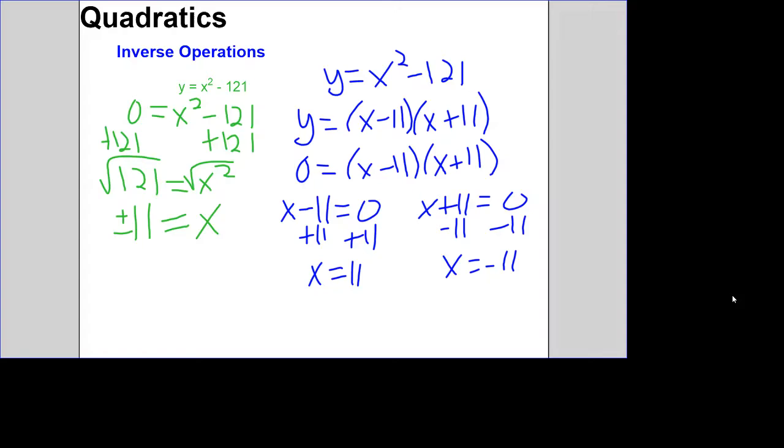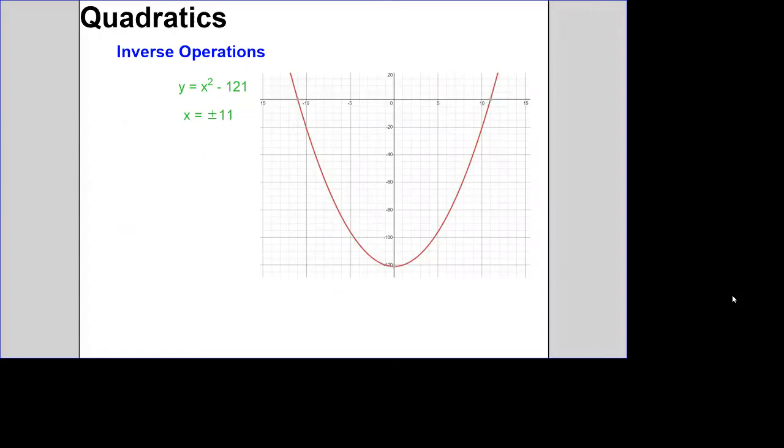Now remember, what these mean is that these are the 2 points where the graph crosses the x-axis. And so you notice from the graph that I have here that it crosses at negative 11 and positive 11. And the y-intercept is negative 121, which also happens to be the vertex. So that's doing inverse operations. Remember, this is really just specifically for these difference of squares for when you're missing the middle term.